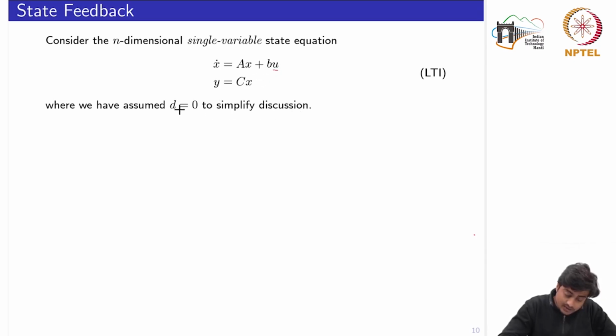This d should not be confused with the disturbance variable, but it is basically the distribution matrix of the u. It is this one, du, and this d we have taken 0. So it has nothing to do with the disturbance variable we specified in the previous lecture.